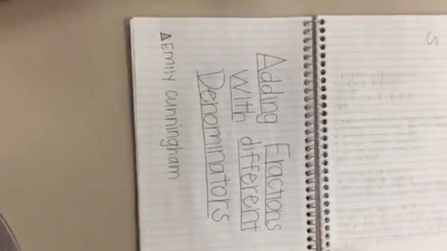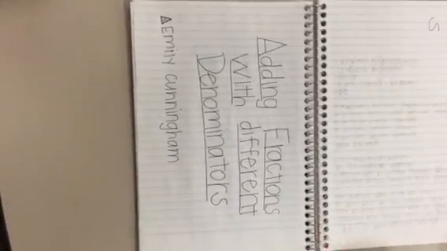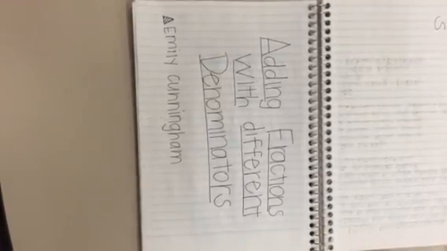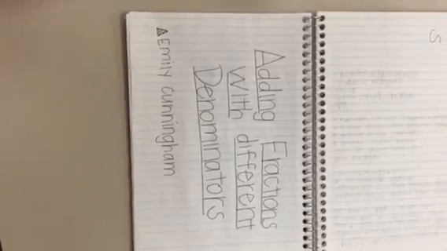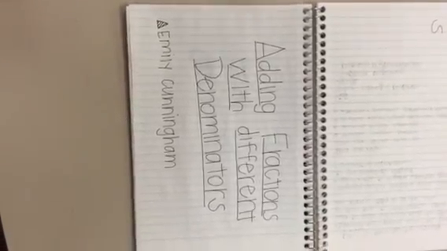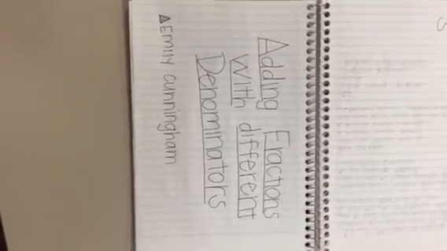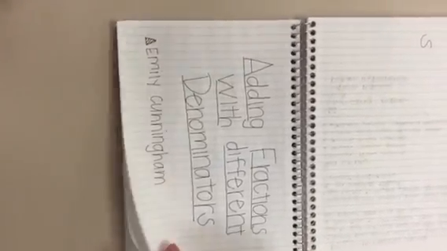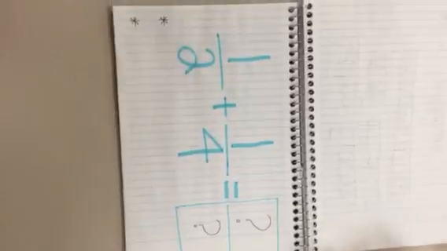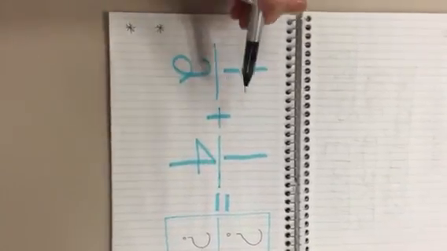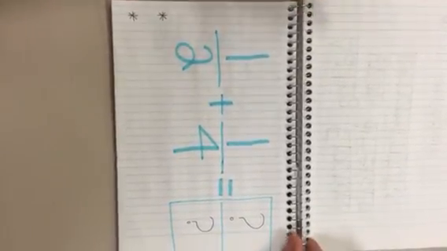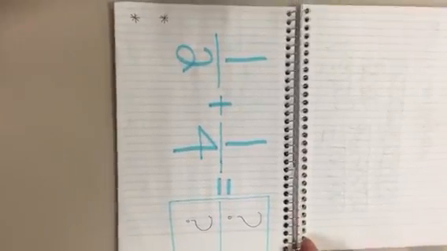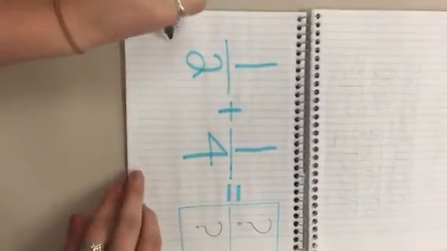Hello, today we're going to talk about adding fractions with different denominators. Before doing this, you should already know how to add fractions with like denominators, and that will help you to learn how to add fractions with unlike denominators. So, the problem that we're going to work with is 1/2 plus 1/4. The first thing that we need to do in order to solve this problem is to find a common denominator.